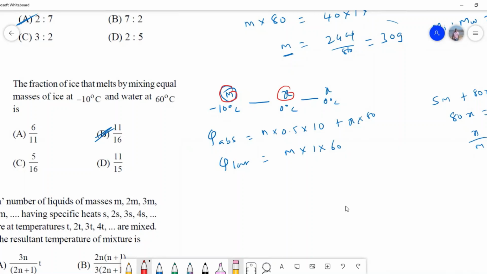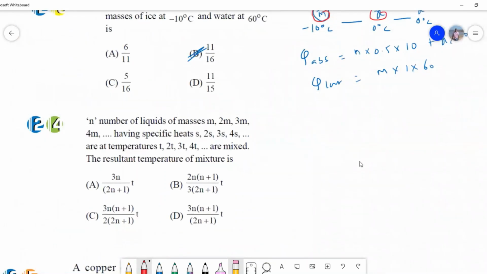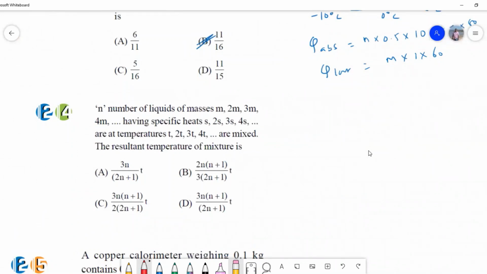So since it contains ice and water, again, the resultant temperature is 0. So simply equate it, you'll get the answer. Let's see problem number 24, a very standard model.